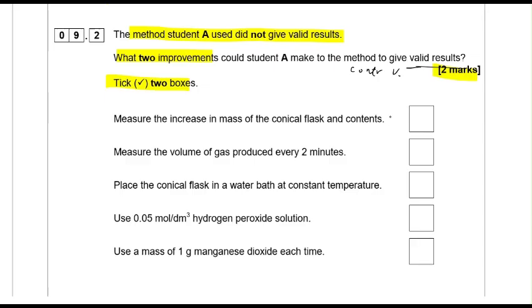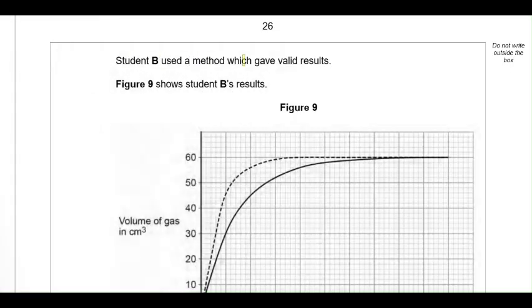Measure the increase in mass. No, that's not it. Volume of gas. No, that can't be it. Place the conical flask in a water bath at constant temperature. That gives it away, constant temperature, so that could be one. Use 0.05 moles per decimeter cubed hydrogen peroxide solution. No, that's not going to be the same, is it? Use a mass of 1 gram. Yes, this is another variable, isn't it? We're using the same mass each time, so we tick the third and the 5th box for 2 marks.